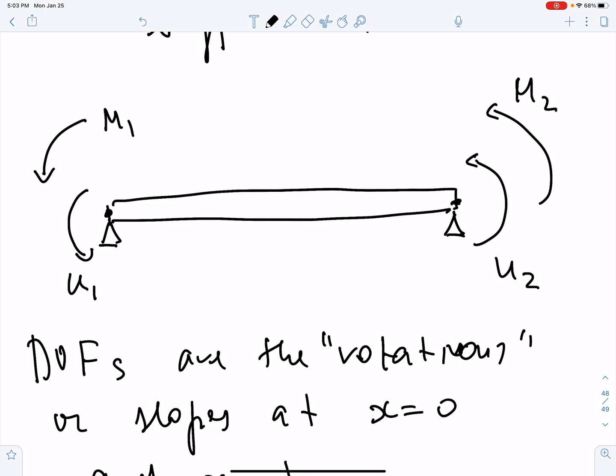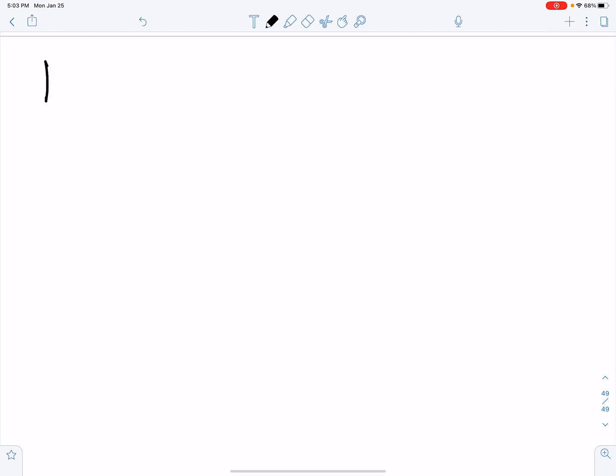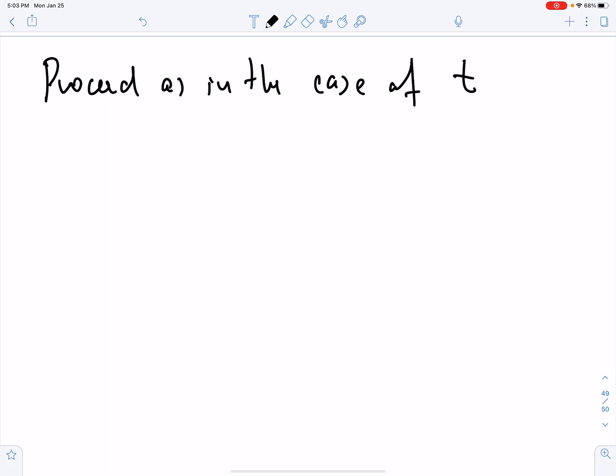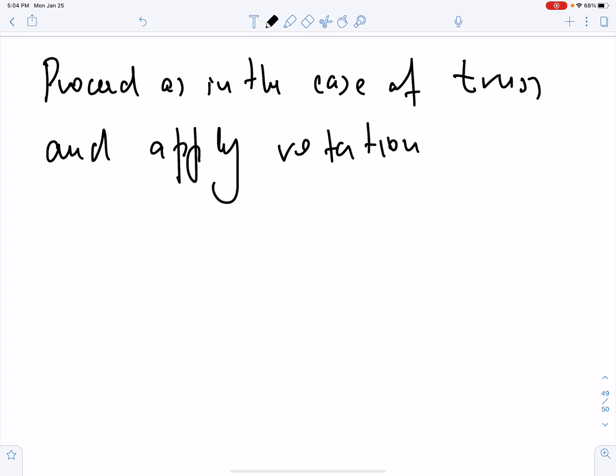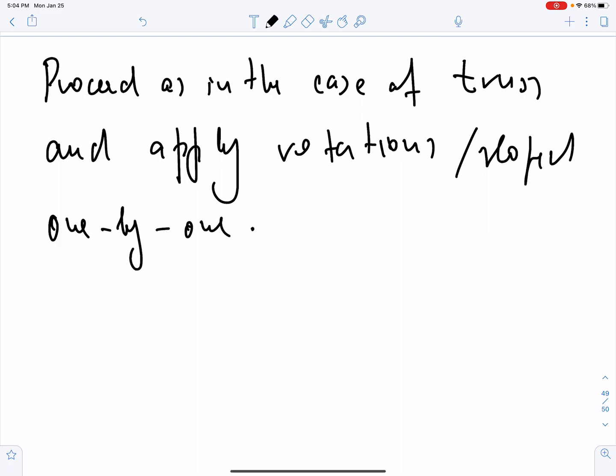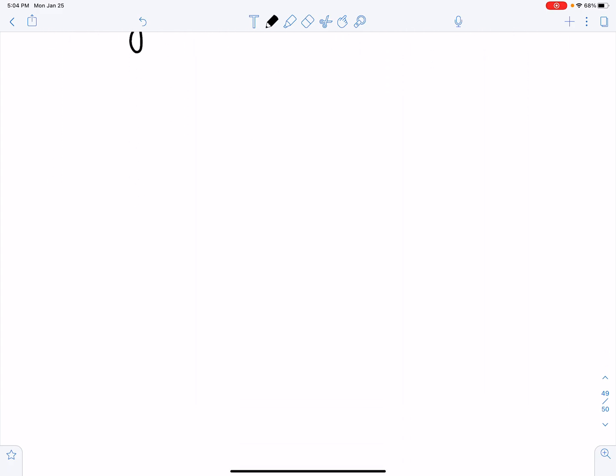So what we'll do, we'll proceed as in the case of a truss, and apply rotations or slopes one by one. So let's take the first situation. This is our structural member. We'll abstract it as a line and some nodes.